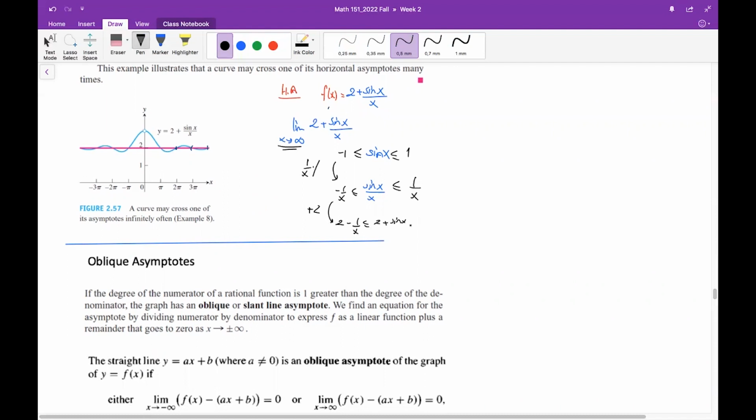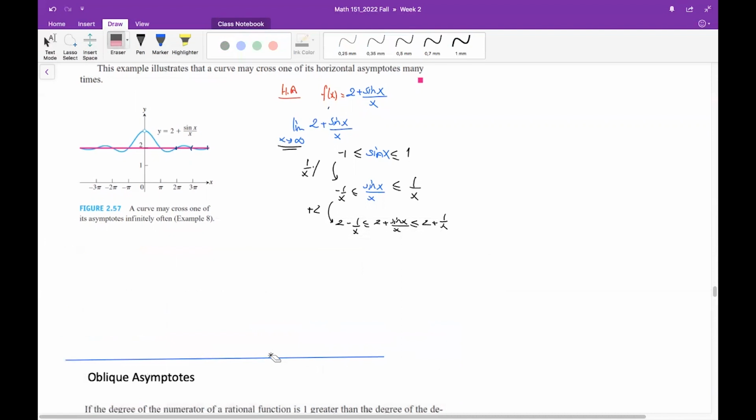2 plus sine x over x is less than or equal to 2 plus 1 over x. Okay, now I obtain very nice inequalities bounding my function from above and from below. Now I am ready to send x to infinity to see the limit of the upper bound and lower bound function.